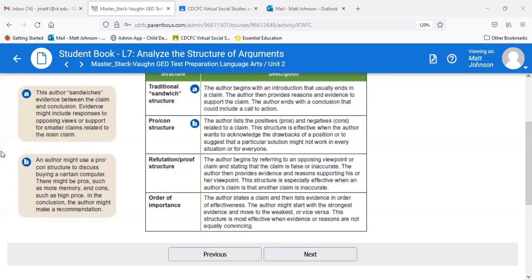Somebody else has put forth an argument and this refutes their claim. And that's going to include a different presentation of evidence. It might even use the same evidence, but taking it from a different point of view to show where that person, the other author's reasoning, is wrong.